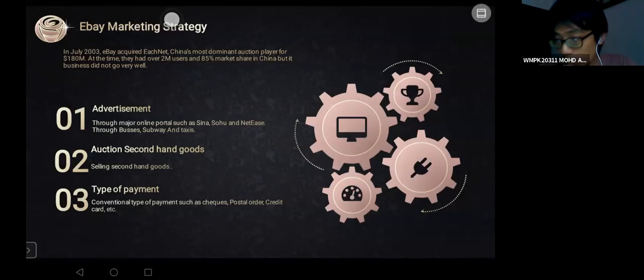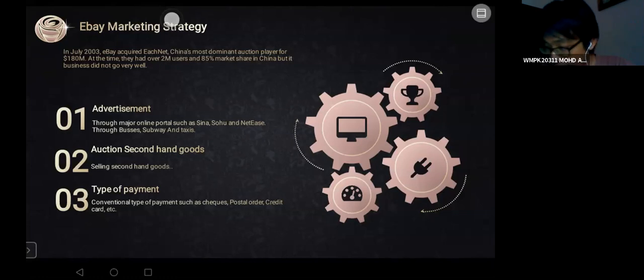Second one is product strategy. As we all know, eBay is one of the online platforms. eBay is a product itself, so they are using the auction model to sell their product.